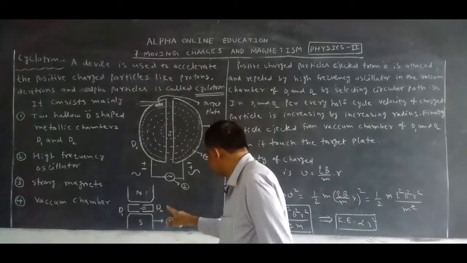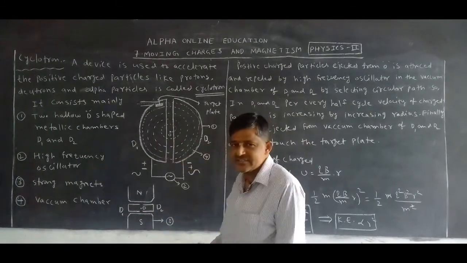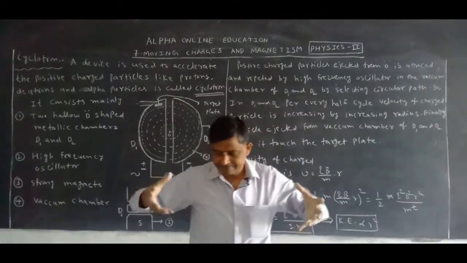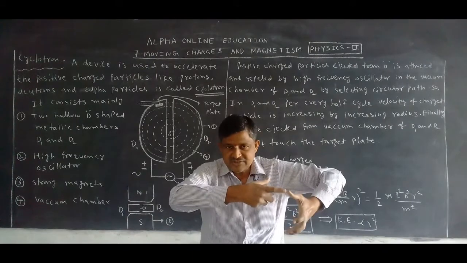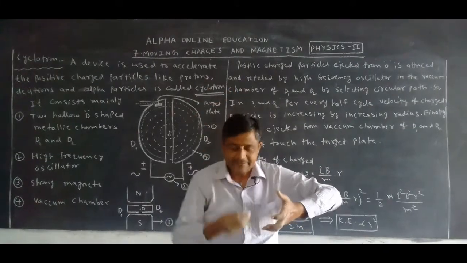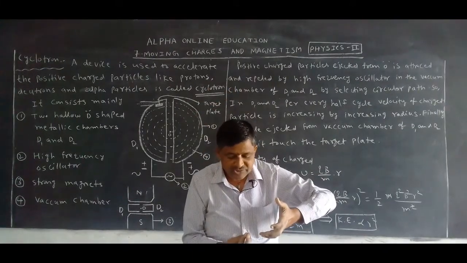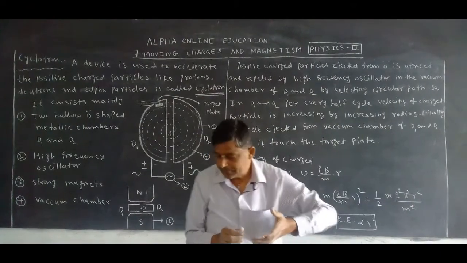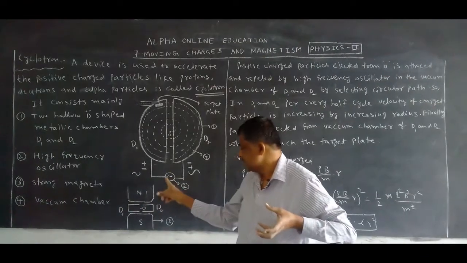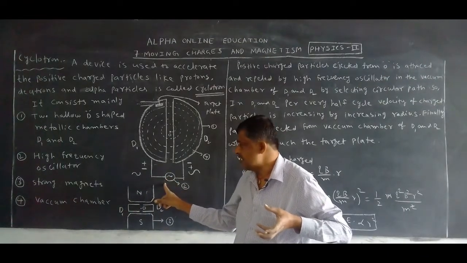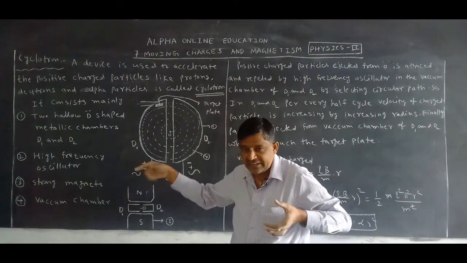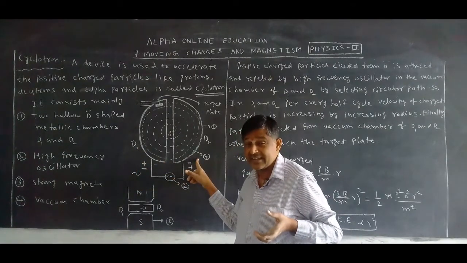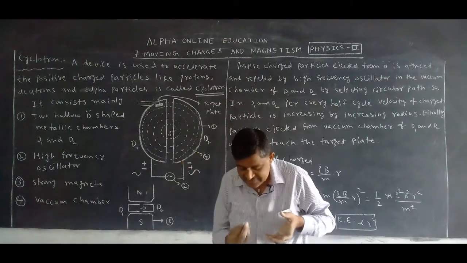Okay, O. From this point the charged particle is entered. This is D1, this is D2. Here a strong magnet. From O, the positive charged particle is entered. Here you see the radio frequency or high frequency oscillator. What do we get here? Positive half. What do we get here? It is negative half. But this is which charge?